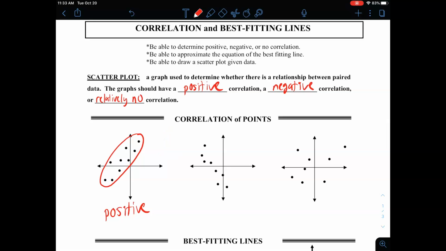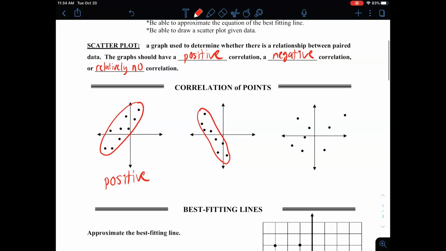So down here we have a negative correlation. This one's actually pretty skinny. We're going to go like this. That's a pretty skinny oval we drew around there, right? This is called a negative correlation because as x increases, y decreases. Okay? So that's a negative correlation.